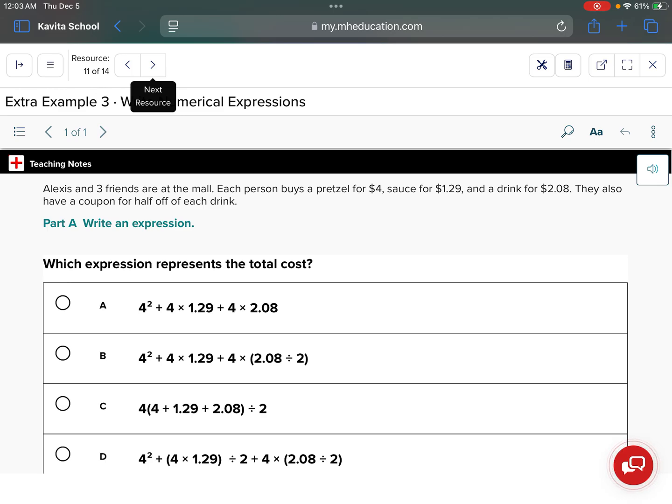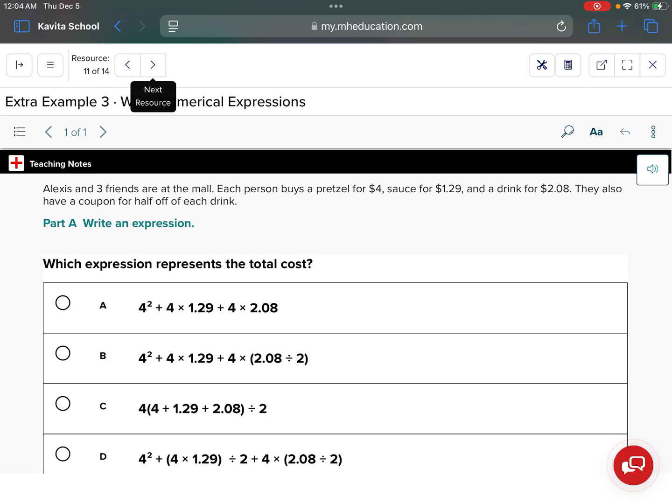Now each person buys a pretzel. So let's look at all the expressions, see whether we have each of the items individually. Our first expression, 4 times 4 can be represented as 4 squared. A shows the 4 squared, B shows the 4 squared. C shows 4 times, within parentheses, 3 items. So 4 times 4, that seems to match so far. D also shows 4 squared. So far we have not eliminated any of these options.